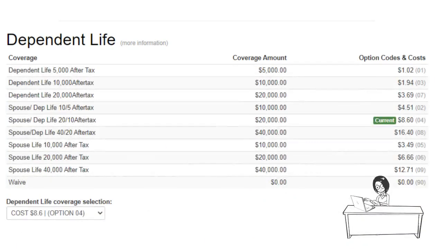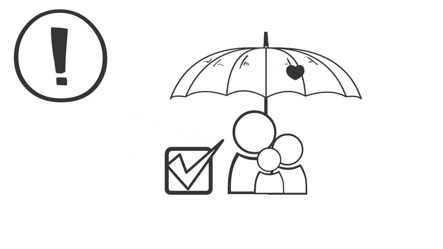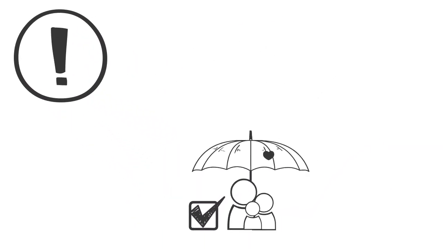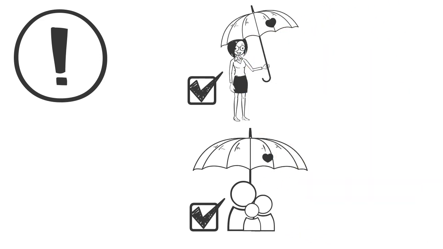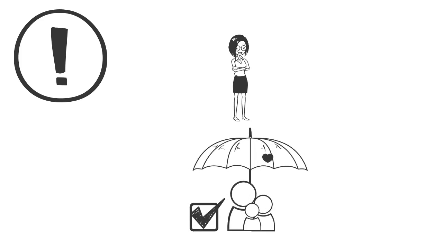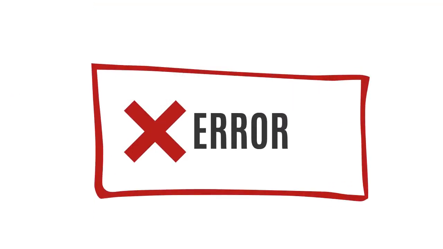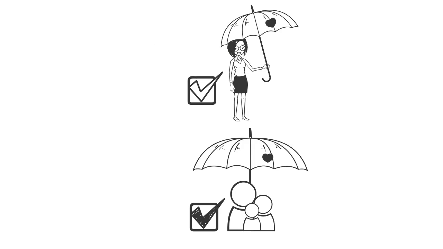Dependent Life. Again, another voluntary benefit that you do not need to enroll in if you don't want or need. One important note about the dependent life. If you want to enroll your dependent, spouse or both, you must also be enrolled in the Voluntary Term Life Plan for employees. If you are not enrolled but choose a dependent life option and select Recalculate, you will receive a red error box above your account overview that will not allow you to finish enrollment until you enroll in the Employee Voluntary Life Plan.